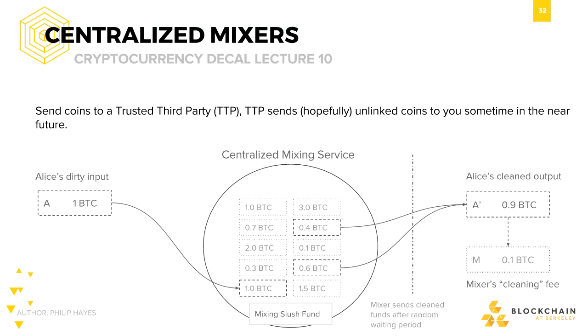The reason why we want them to wait a bit of time is that otherwise you could do timing attacks, where you see money going into a mix and then other money leaving the mix. So you wonder if those two are owned by the same person. And if you know the software operates that way, that would basically defeat the whole point of doing this.